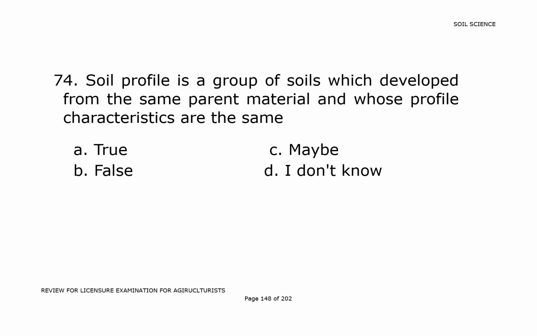The answer is false. Number 74. Soil profile is a group of soils which developed from the same parent material and whose profile characteristics are the same. A. True. B. False. C. Maybe. D. I don't know.